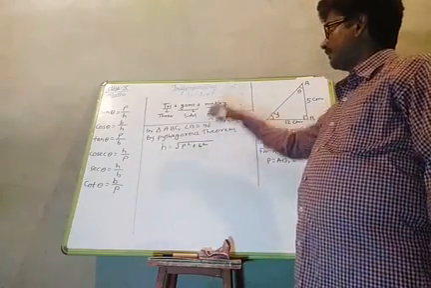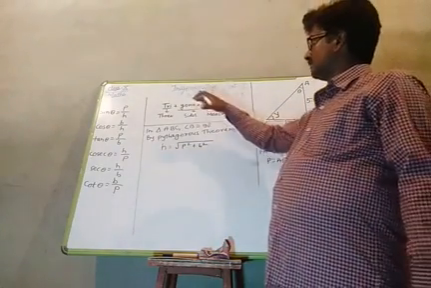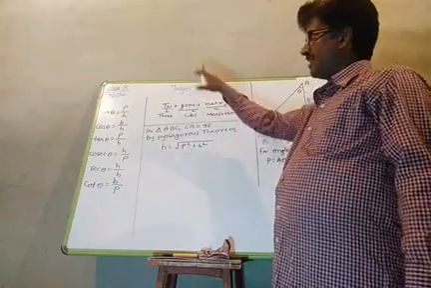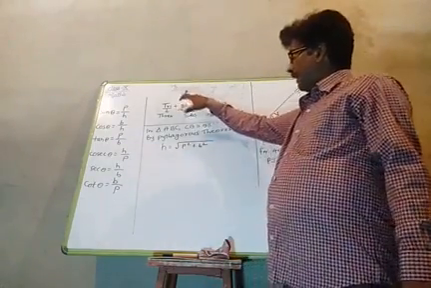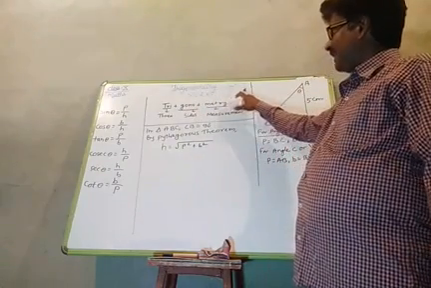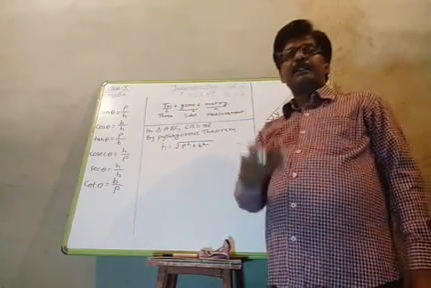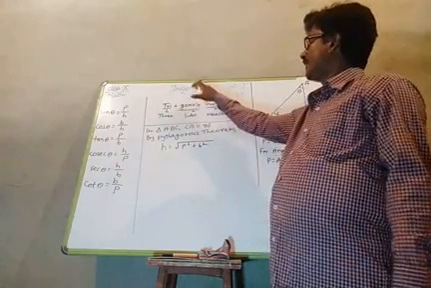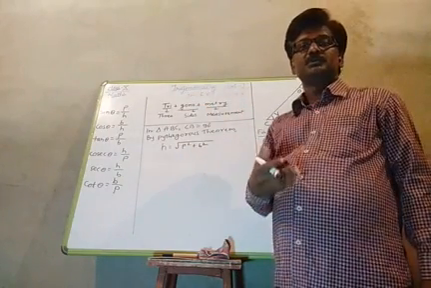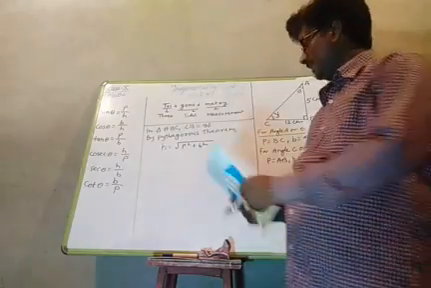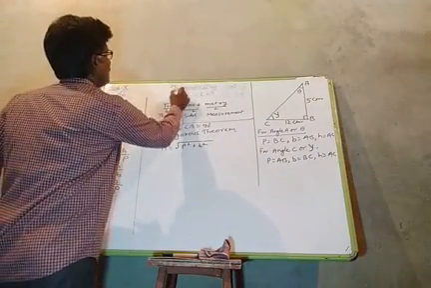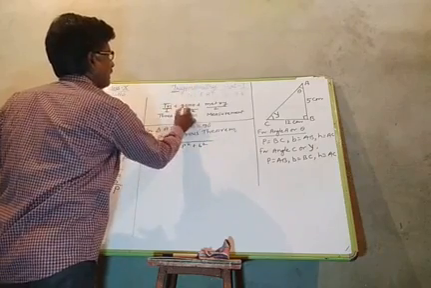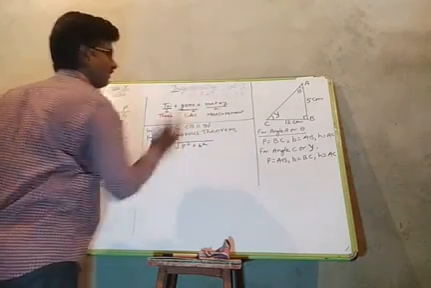Today I have brought a class of trigonometry for class 10 subject mathematics. And the exercise is 8.1 from NCERT and the name of the chapter is Introduction to Trigonometry. See, this trigonometry is made up of three words: tri plus gono plus metry.